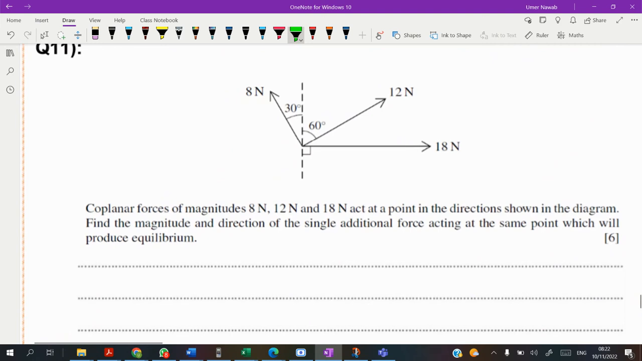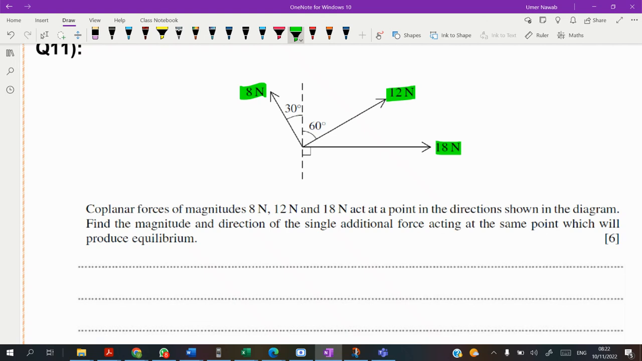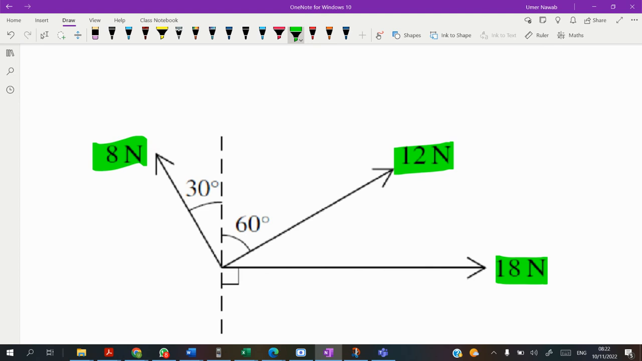Question number 11 now. Question number 11, he gave you 3 forces. I think the best way is to resolve the forces. He said find the fourth force. Wow, beautiful question. He said find the fourth force, or a single force, which makes the system in equilibrium. You know what idea came to my mind? I need to find the resultant of these 3 forces, which is not hard for me. How? Let me show you.